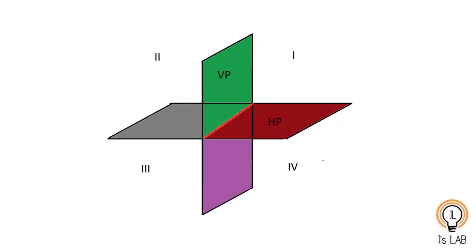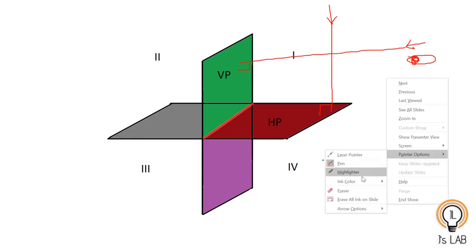We have already discussed that HP and VP are perpendicular to each other, and they meet at a line, which is called the XY line. We have four quadrants as well. The observer is at infinity, so the line of sight is parallel. This is the front view and this is the top view. The observer is in the first quadrant. For the front view, the line of sight is perpendicular to VP, and for the top view, the line of sight is perpendicular to HP.